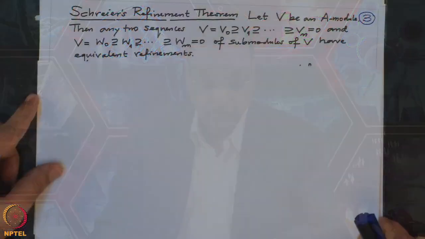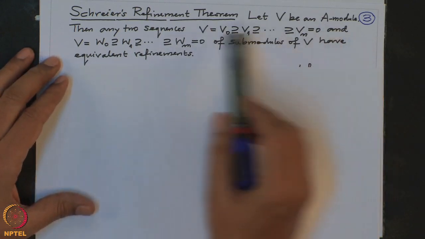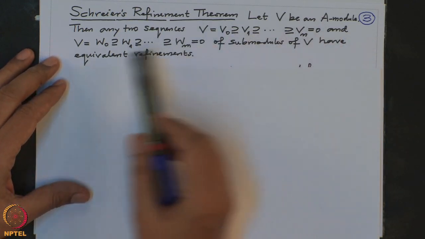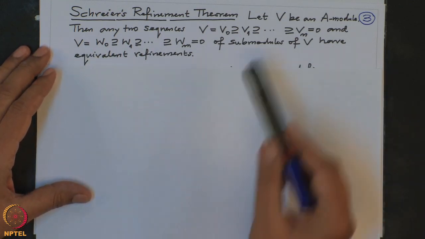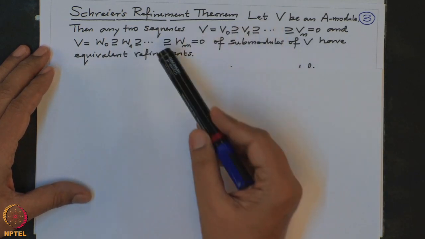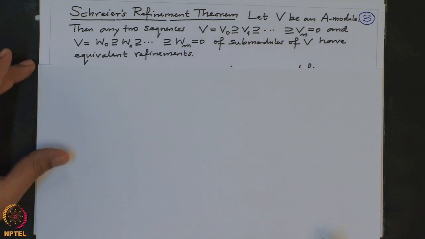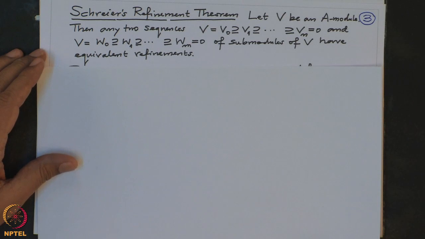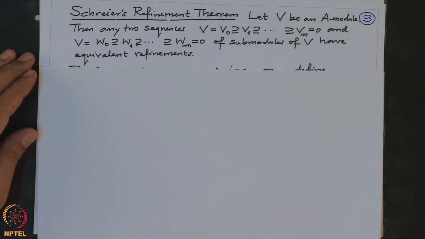Okay, then now a very important theorem of Schreier. Schreier's refinement theorem says that if I have a module and two decreasing sequences of submodules, both starting with V and ending at 0, they have equivalent refinements. So the terms may not be the same here, but both of them will be refinements of some bigger sequence. So we want to refine them both so that they become equivalent.